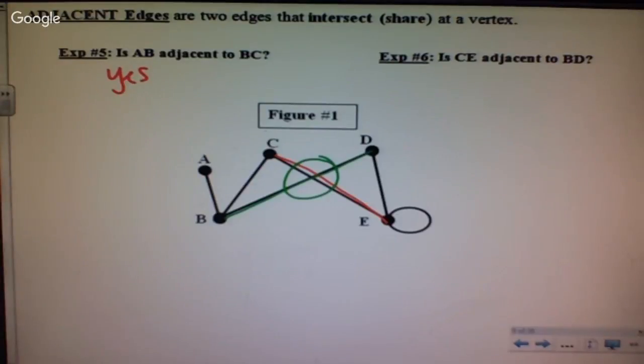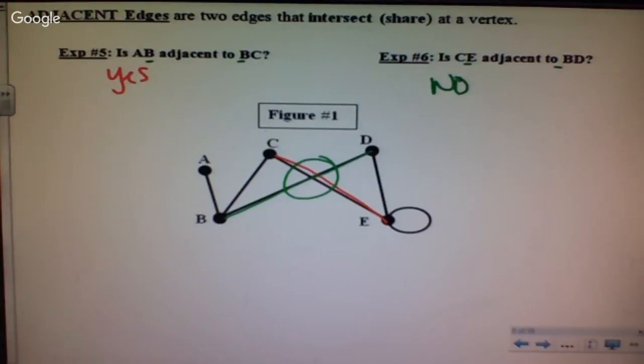Also notice, AB ended in B. BC started with B. CE ended in E, but BD starts with a B. So they are not adjacent. Questions on adjacent edges?